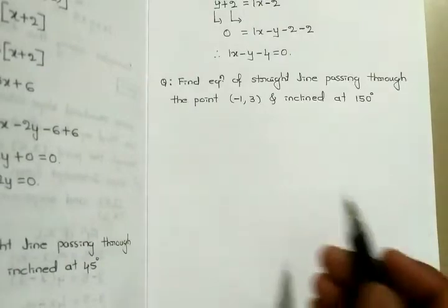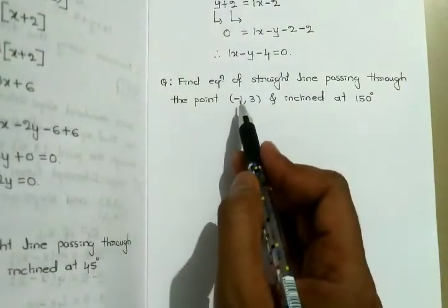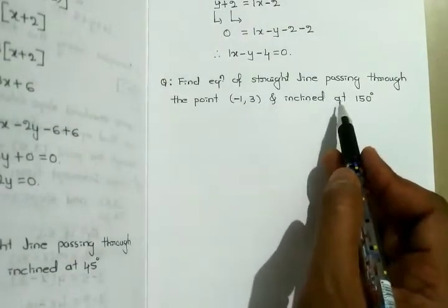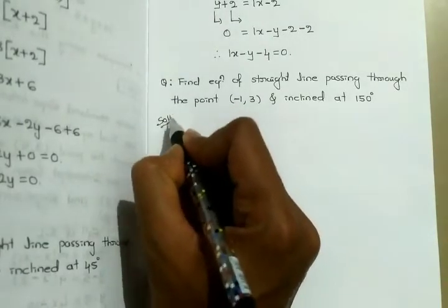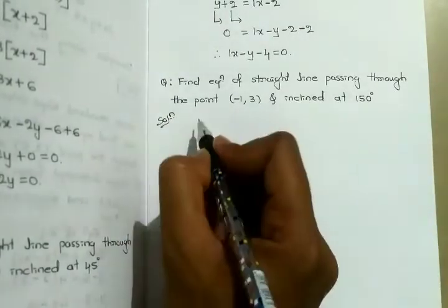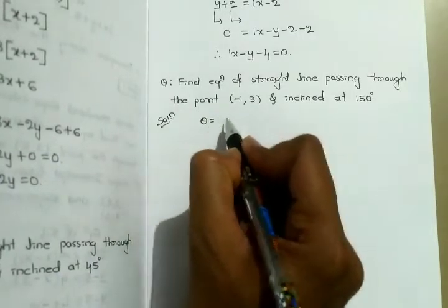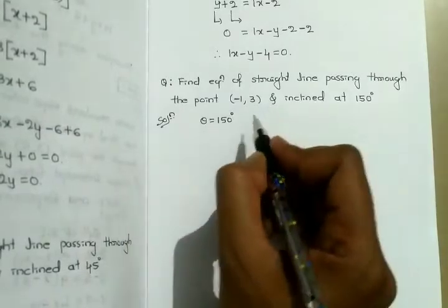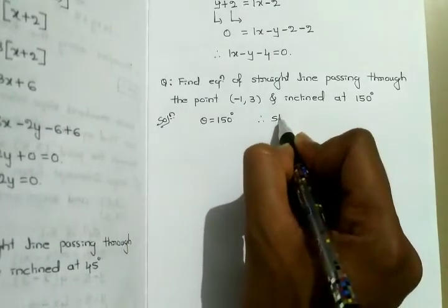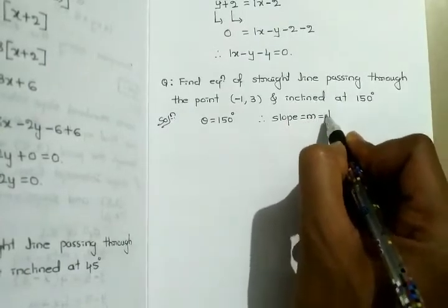Next question. Find the equation of the straight line passing through the point (-1, 3) and inclined at 150 degrees. Solution. Again the angle is given. First we need to find the slope value. Theta is equal to 150 degrees. Therefore slope m is equal to, what is the formula?